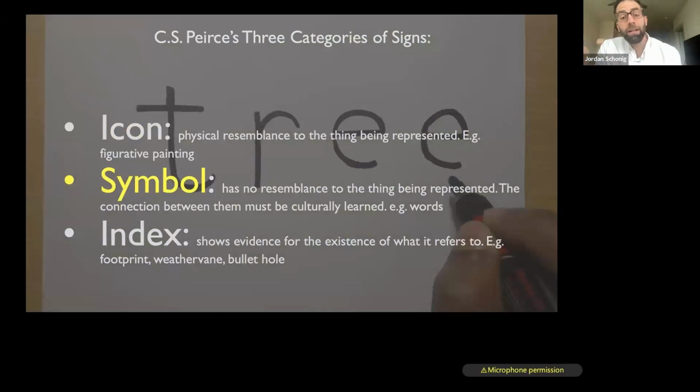A symbolic sign is a sign that has no resemblance to the thing being represented. The connection between them must be culturally learned, like words. So this series of squiggles on the screen that we recognize as the word tree does in fact invoke or call to mind a tree, but it does not resemble a tree in any way. Neither does my spoken sign, tree.